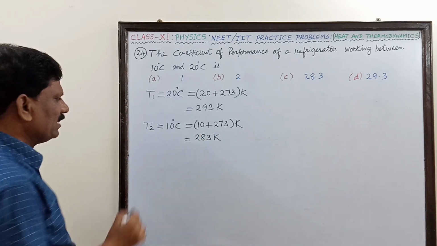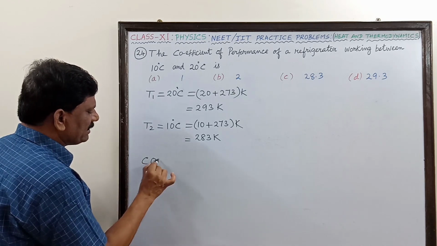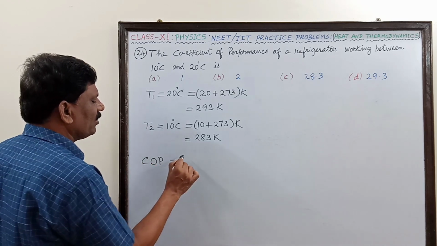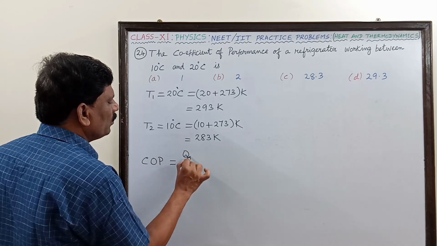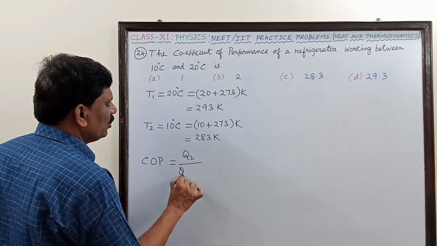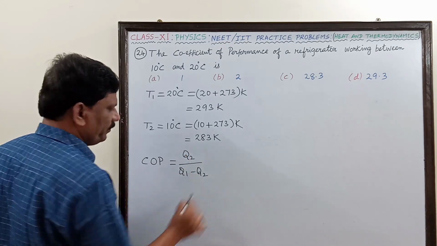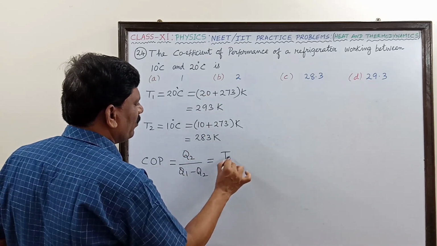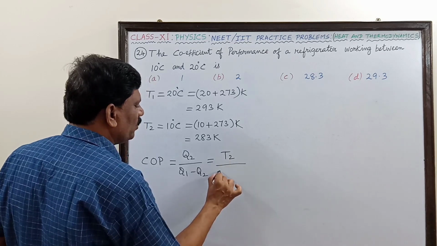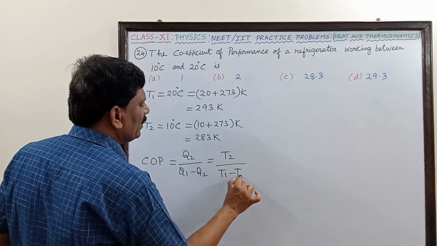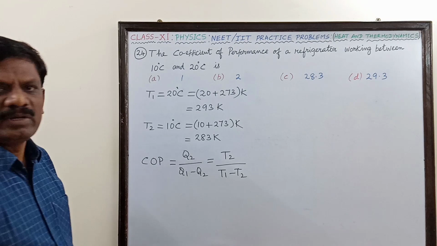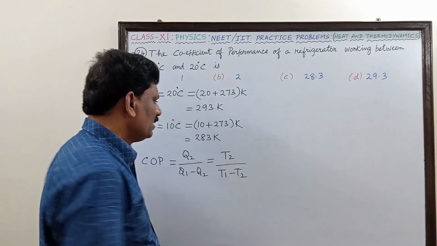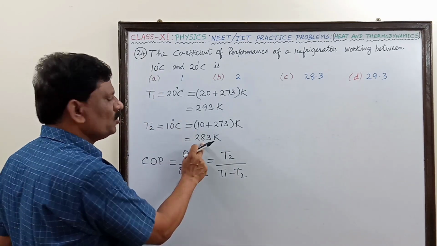Now what is the expression for the coefficient of performance? COP for the refrigerator is equal to what? Q2 divided by Q1 minus Q2. So in terms of temperature it is proportional, no? Therefore it must also be equal to T2 divided by what? T1 minus T2. You have to remember this expression. So what is T2 here? It is 283.